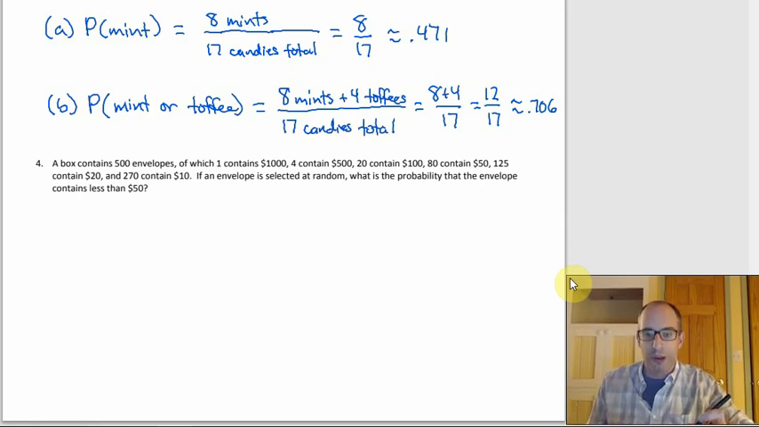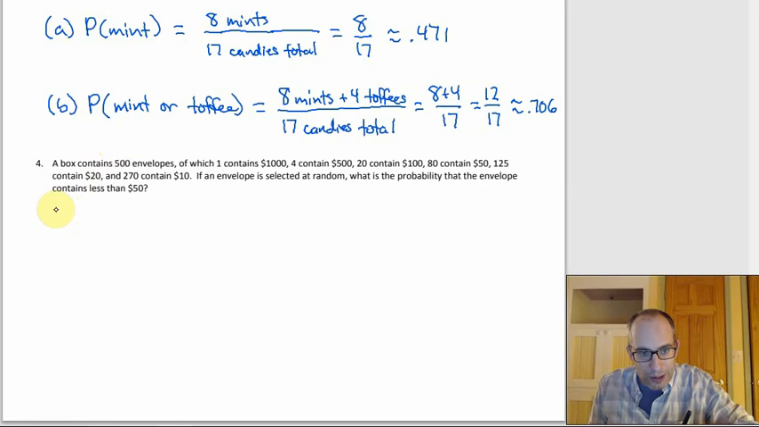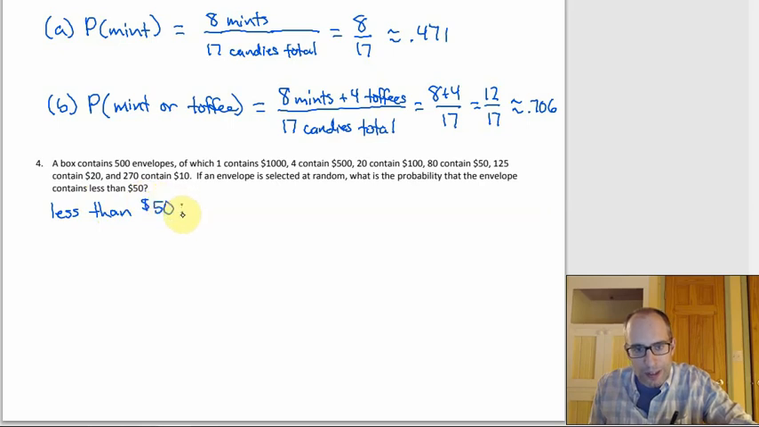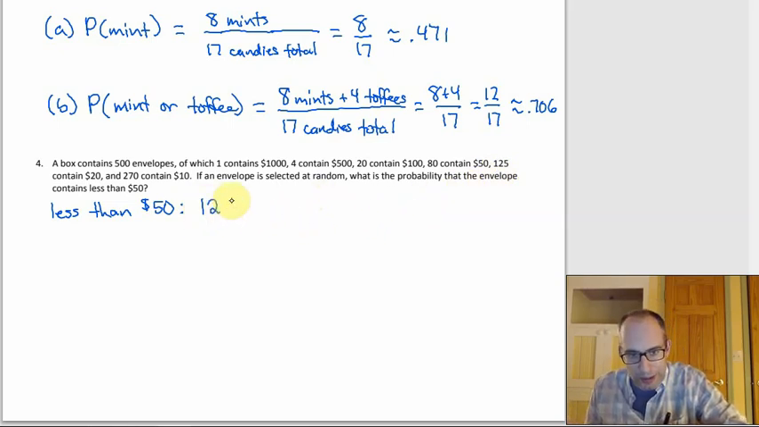Okay, what I think we should do is pick out the scenarios that involve envelopes with less than $50 in them. Let's see, 1,000 is too big, 500 too big, 100 too big, 50 too big because we want strictly less than 50, not less than or equal to. But there are 125 with $20, so we'll put that down. So 125 have $20, and then 270 have $10. That's less than 50.